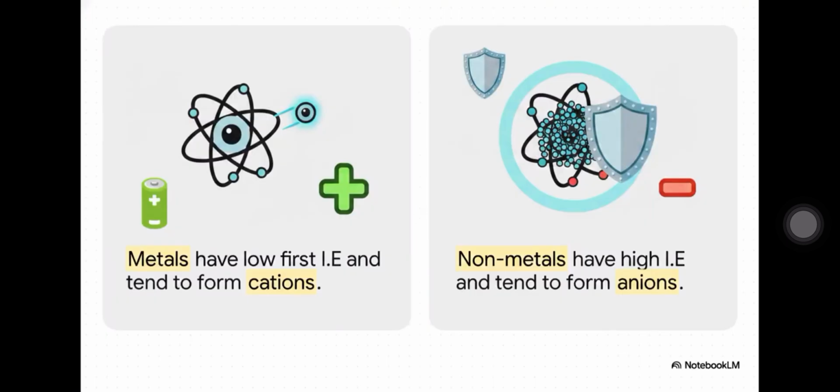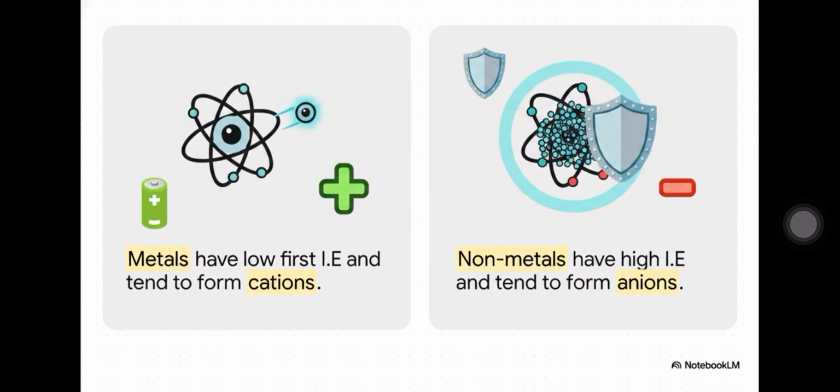Section 2. The periodic table trends. Now that we know the basic rules of the game, let's map this onto the periodic table to see exactly where the givers and the hoarders live. Elements with low ionization energy tend to form cations during chemical reactions. All the metals on the periodic table fall into this category.